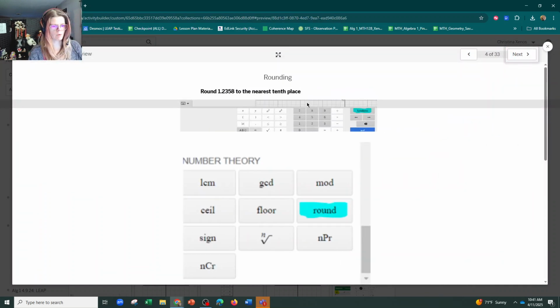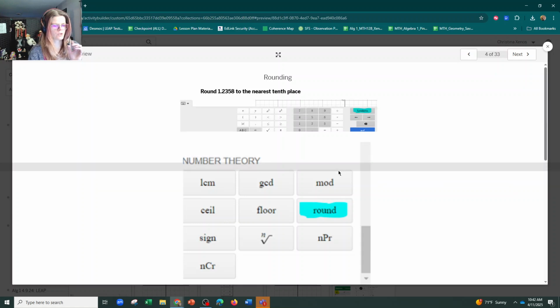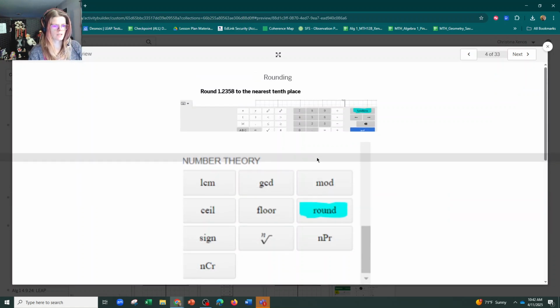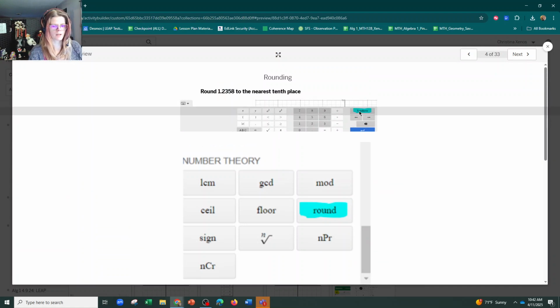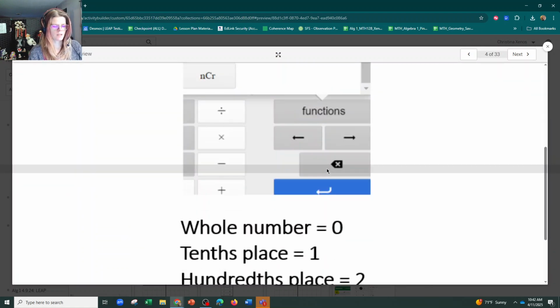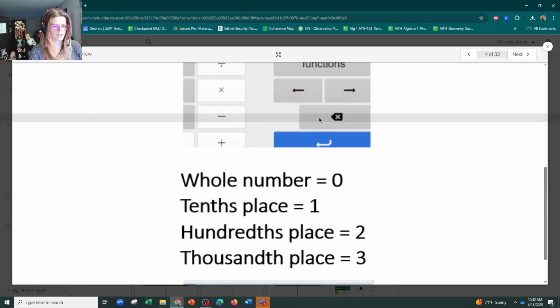Moving on to the second one, we have rounding. So this is just a simple function in the calculator that lets you round to a decimal place. So you're going to open the keyboard in your calculator, click on Functions, click on Round. There are also other features, but we're focusing on Round right here.